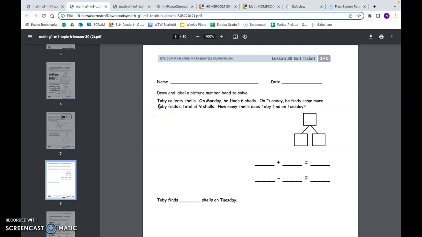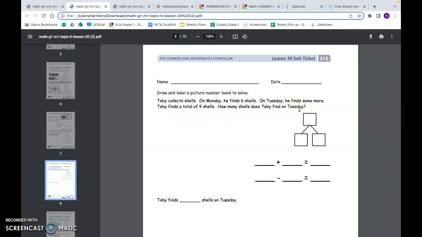Here is your word problem. Toby collects shells. On Monday, he finds 6 shells. On Tuesday, he finds some more. Ooh, I see that missing part that I'm missing. Toby finds a total of 9 shells. I hear that word total. I know 9 must be my whole. How many shells does Toby find on Tuesday?